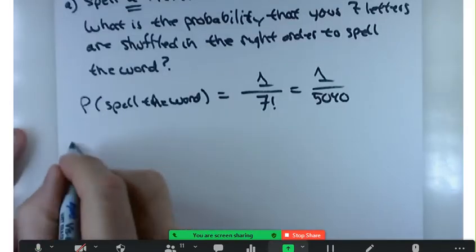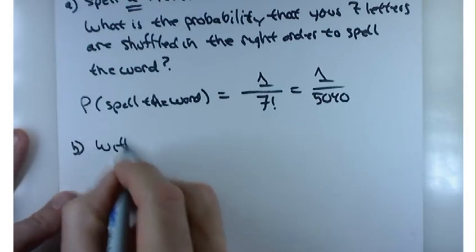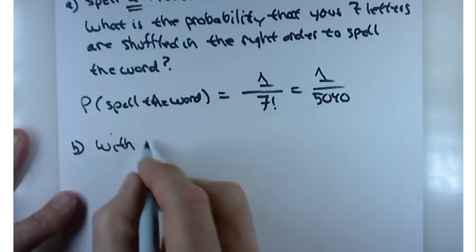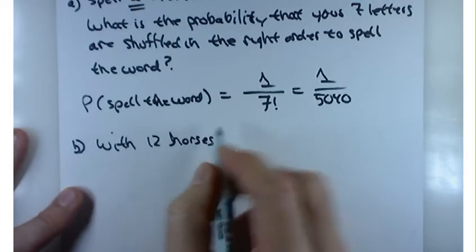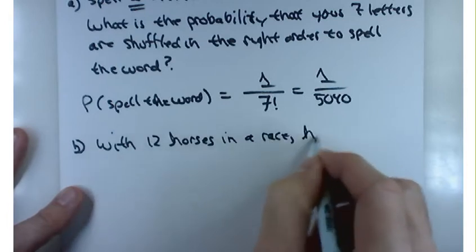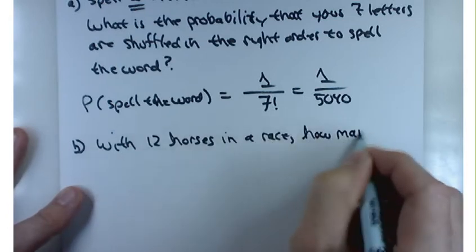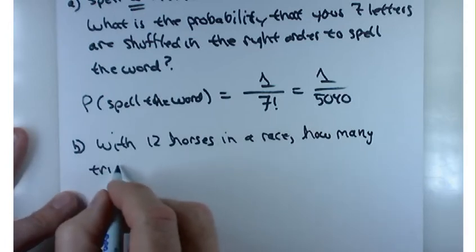So part B, or example B here, with 12 horses in a race, how many trifectas are there?